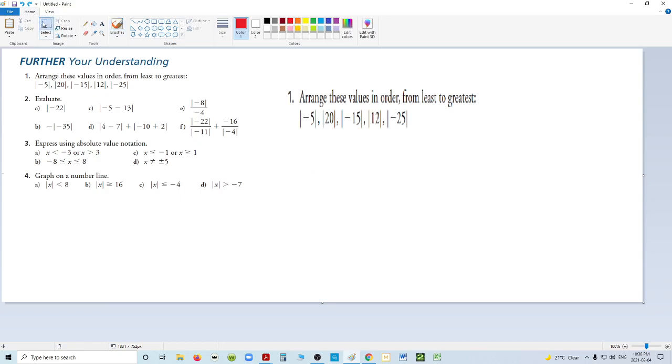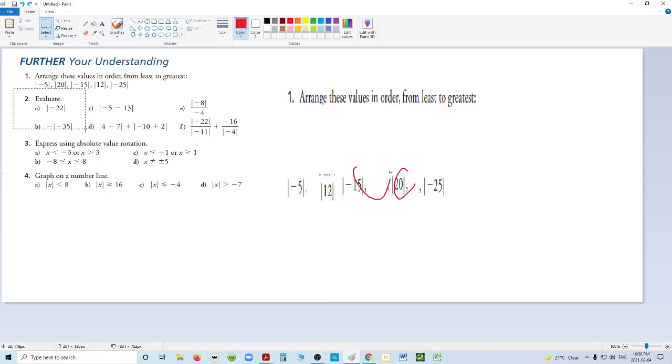So we're obviously going to go minus 5 absolute value, 12 absolute value next, 15 is next, absolute value of positive 20 is next, and absolute value of minus 25 is next. And those all just become 5, 12, 15, 20, and 25.